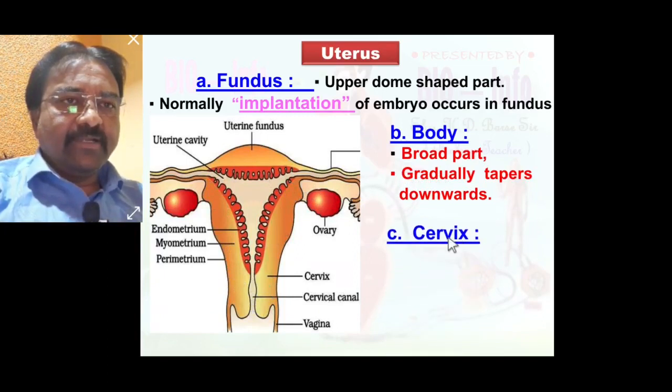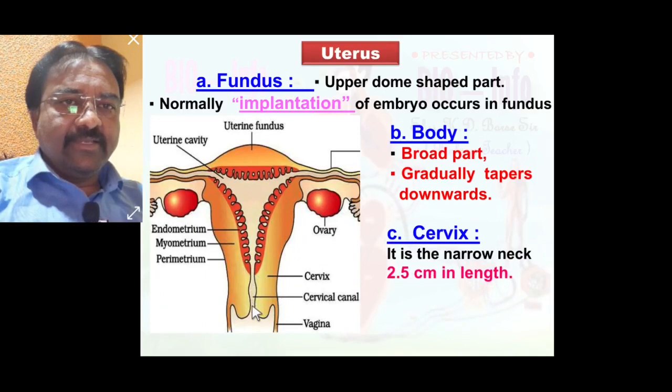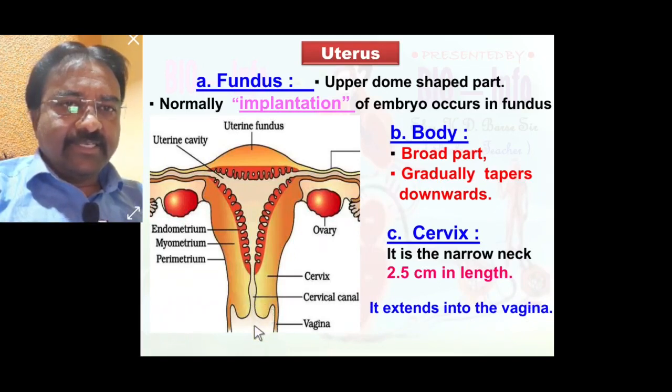Now the third part is the cervix. See, this is the cervix part. It is the narrow neck. The length of the cervix is about 2.5 centimeter. It extends into the vagina. See here, this is the vagina. So this part of the cervix extends into the vagina.